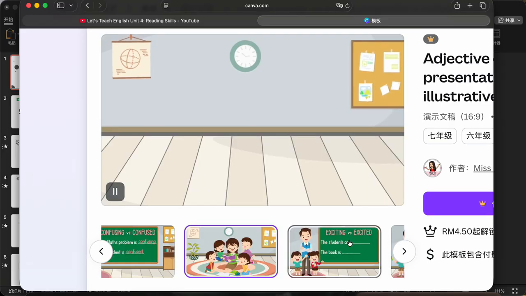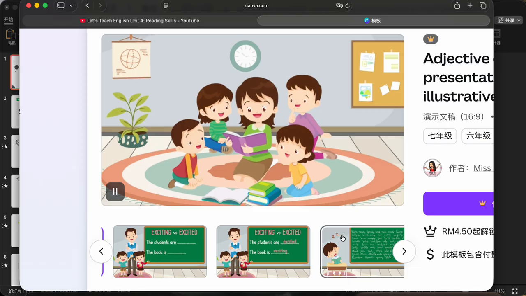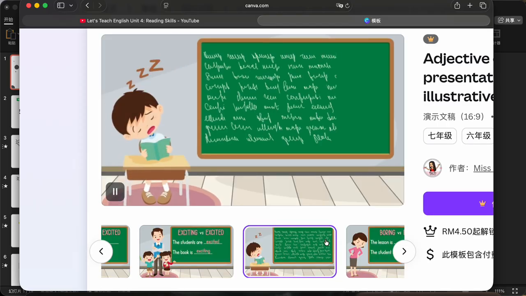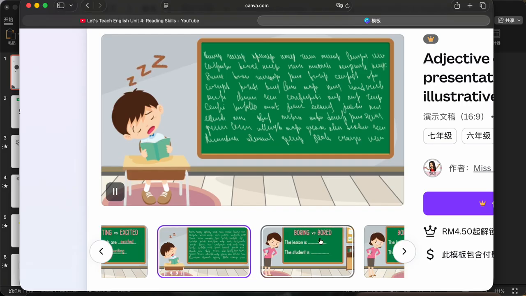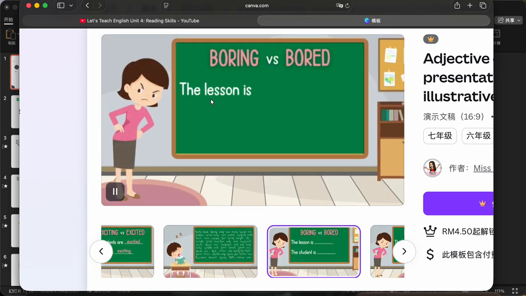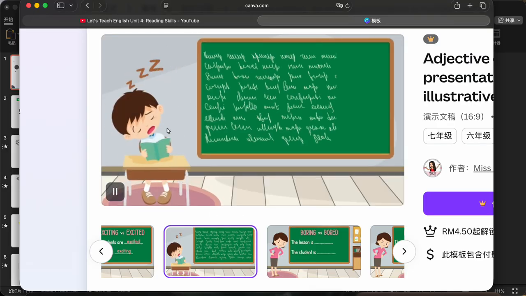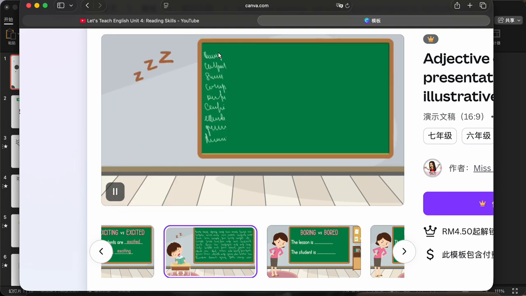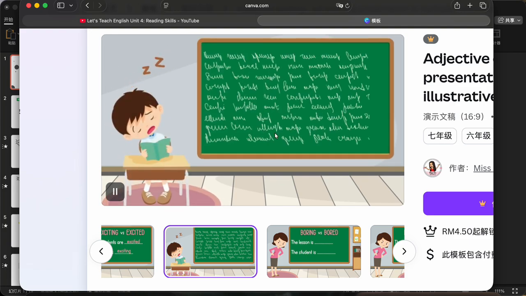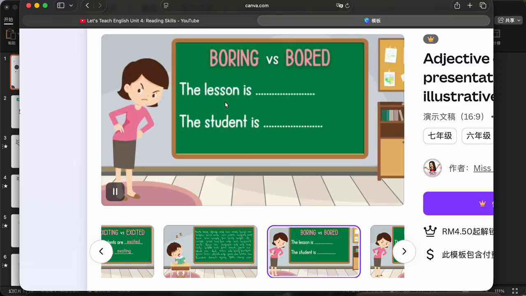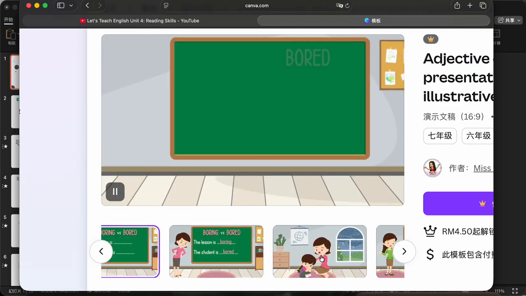Next one, the same task. You see the question is, the lesson is, the student is, but here he didn't give any signal. So I think he can put the number 1 here, and on the blackboard he can put the number 2, so students can know, oh, where is the question and how can I answer it.